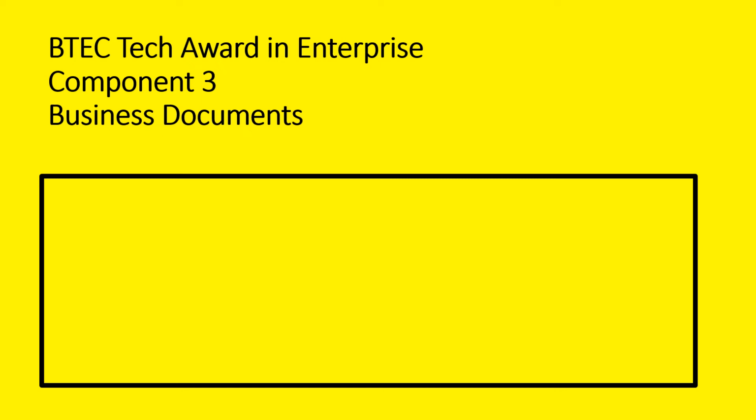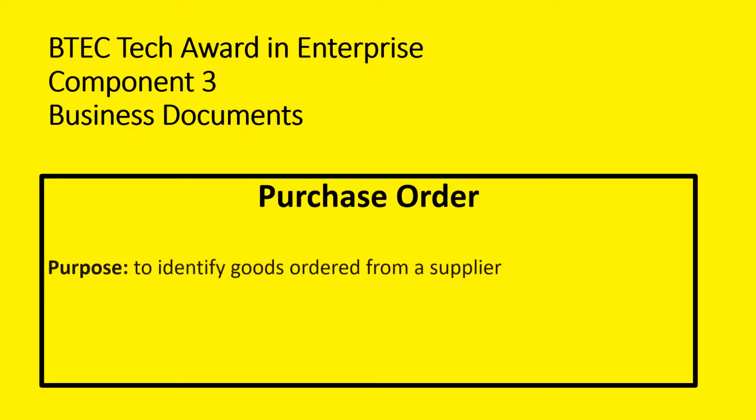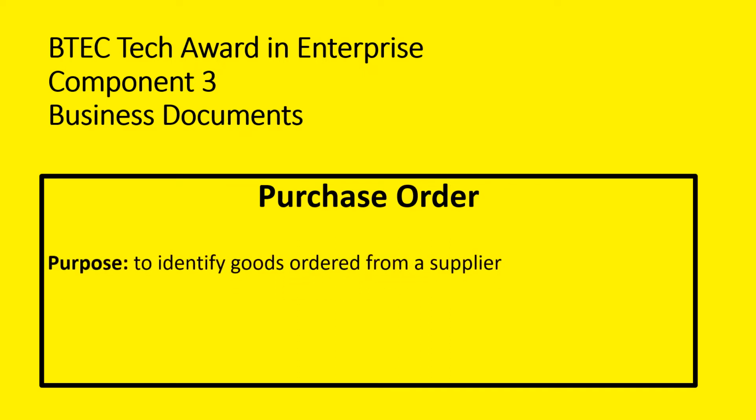This is the BTEC Tech Award in Enterprise. We're looking at Component 3, the examined one, and today we're looking at business documents. The first document to consider is the purchase order. The purpose of the purchase order is to identify the goods ordered from a supplier.